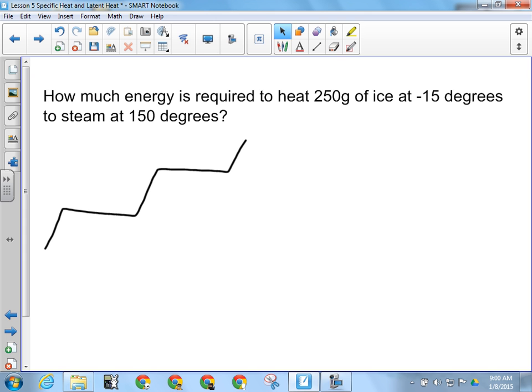And what I always tell people is when you've got a heating curve question, and you know you have a heating curve question if you're dealing with more than one state of water. Heating curve will always be about water, at least in Science 10. I mean, there's a heating curve like this for essentially everything, but we deal specifically with water.